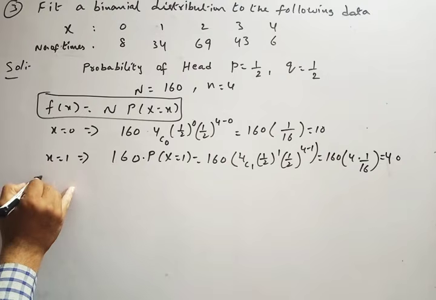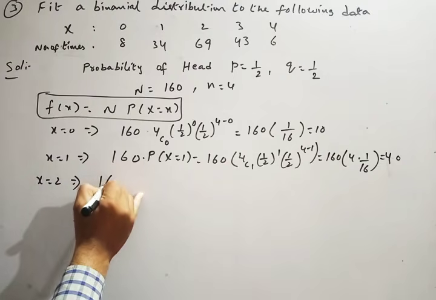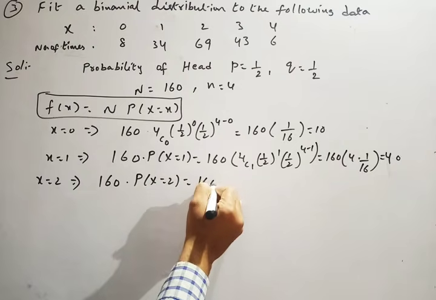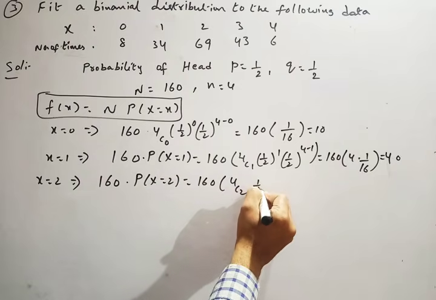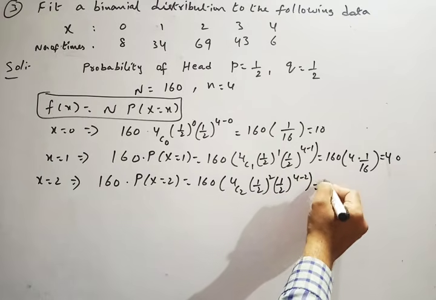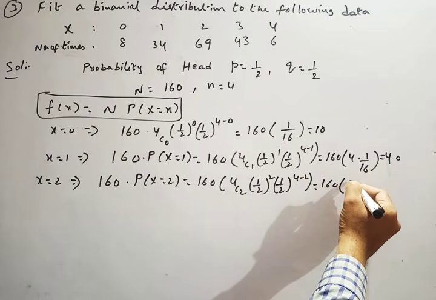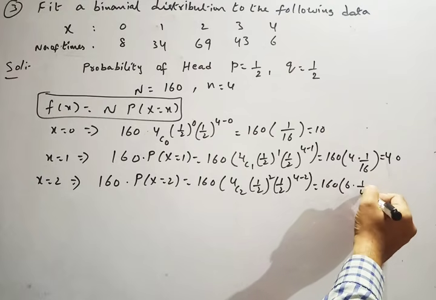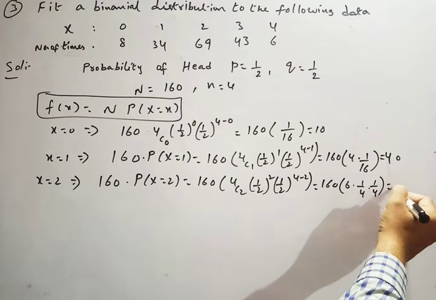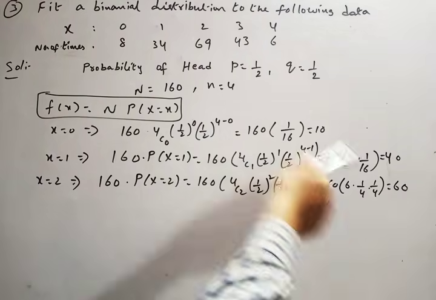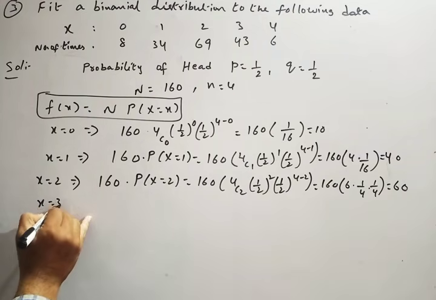Next, x is equal to 2. 160 into P of x is equal to 2, so 160 into 4C2, 1 by 2 whole square, 1 by 2 power 4 minus 2. 4C2 is 4 into 3 by 1 into 2, which is 6, times 1 by 4, 1 by 4. That means I am getting 60. He got 69. Next, for x is equal to 3.